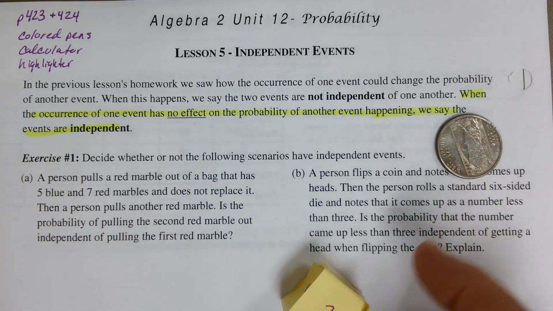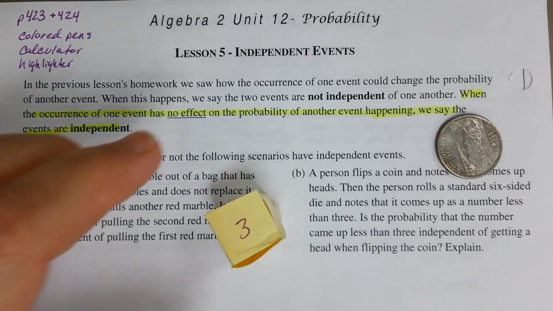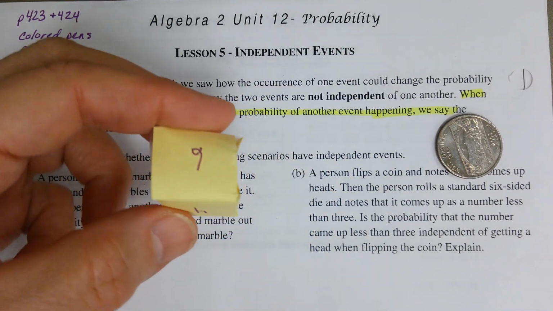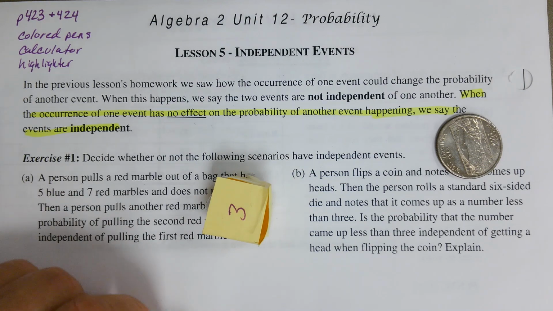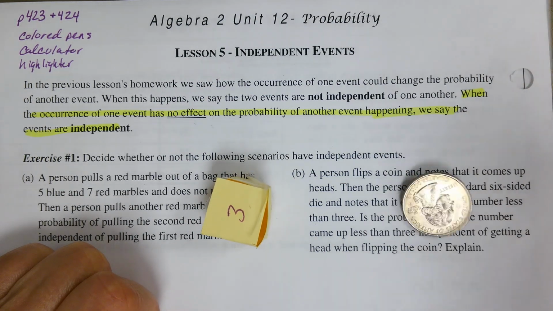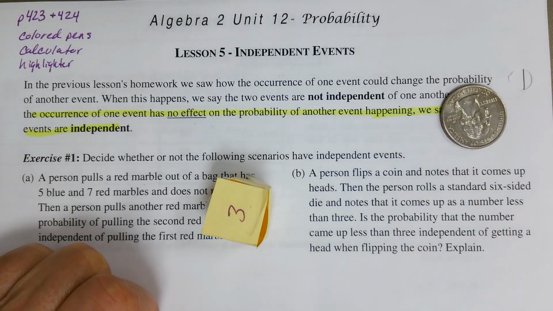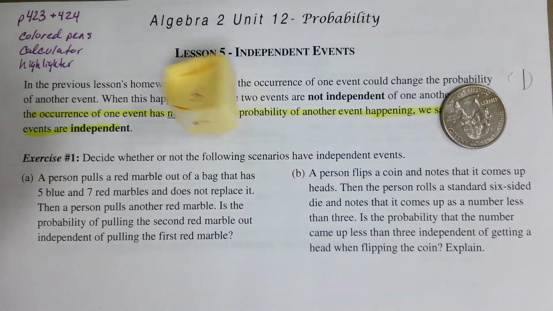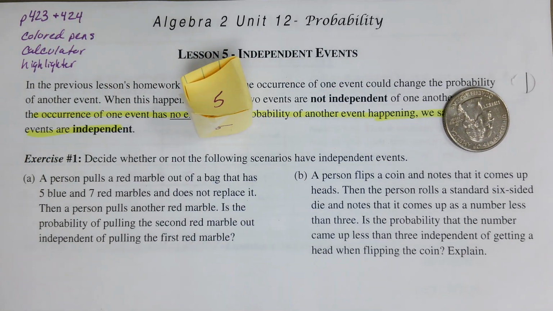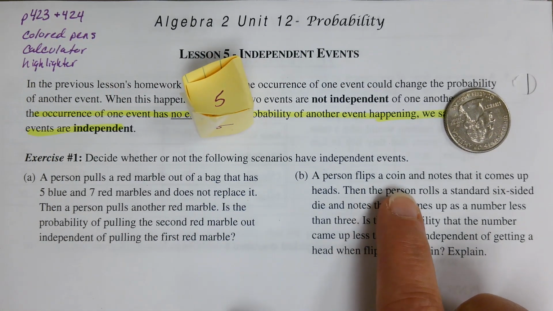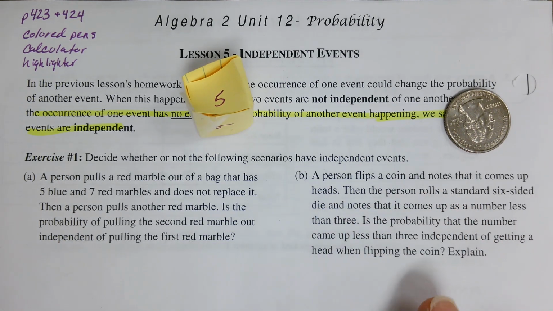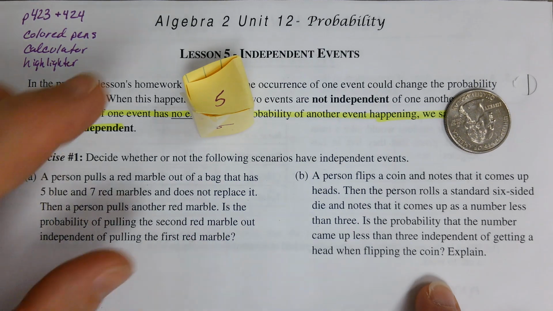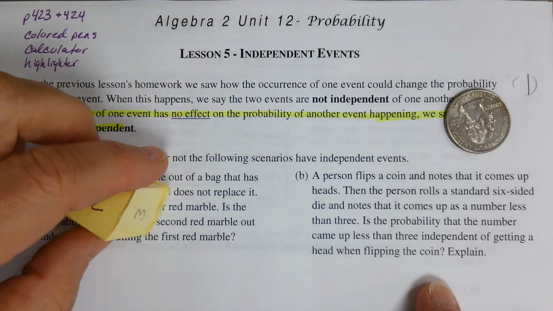I have a coin, and I didn't have a die, but I do have a six-sided cube that I made and numbered it 1 through 6. So if I flip the coin and roll the die, in this scenario, we have a person flips a coin and notes that it comes up heads. Then the person rolls a standard six-sided die and notes that it comes up with a number less than 3.